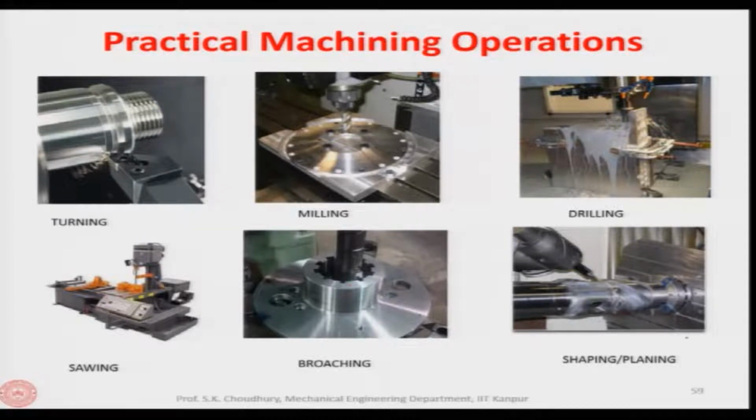And the shaping and planing, as you know, in case of shaping, the tool moves to and fro, reciprocates, and the workpiece is given the feed movement perpendicular to the movement of the tool. And in case of planing, it is the other way around, that is the workpiece moves and the tool is given feed perpendicular to the movement of the workpiece. So, shaping is used when the workpiece is smaller, and planing is used when the workpiece is very large.